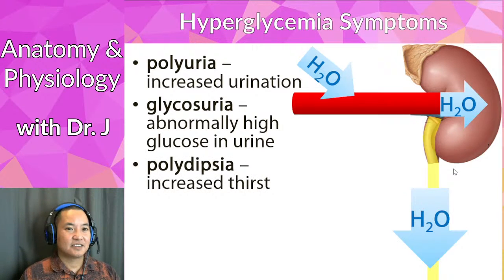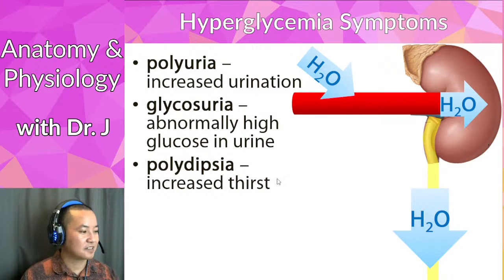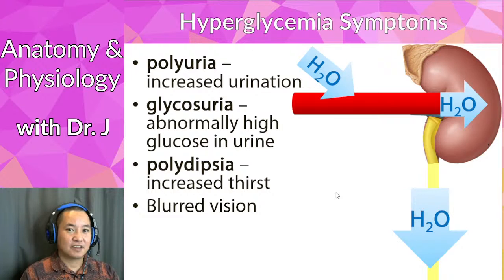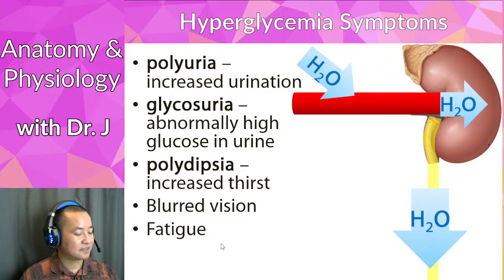So this is why another symptom of hyperglycemia is polydipsia, because with all this water entering your blood, being filtered by kidneys and dumped into urine, you're going to lose a lot of water from your body. Therefore, you're going to feel thirsty. So this is polydipsia. And you have a lot of blood vessels in your eyes. This is why blurred vision is also affected by hyperglycemia. And you also have fatigue as well.